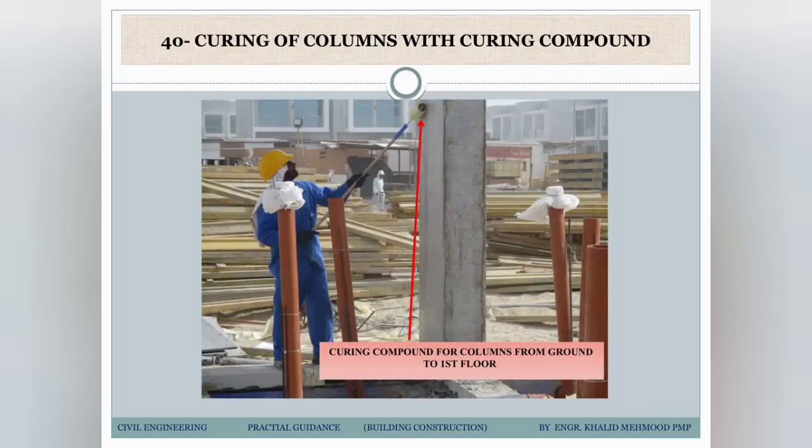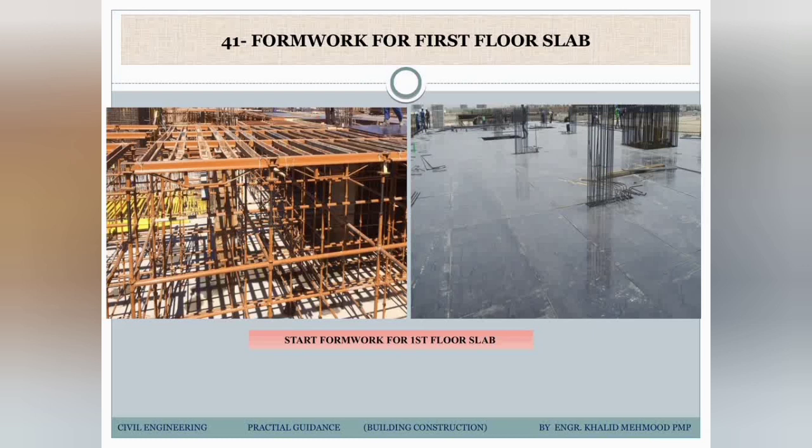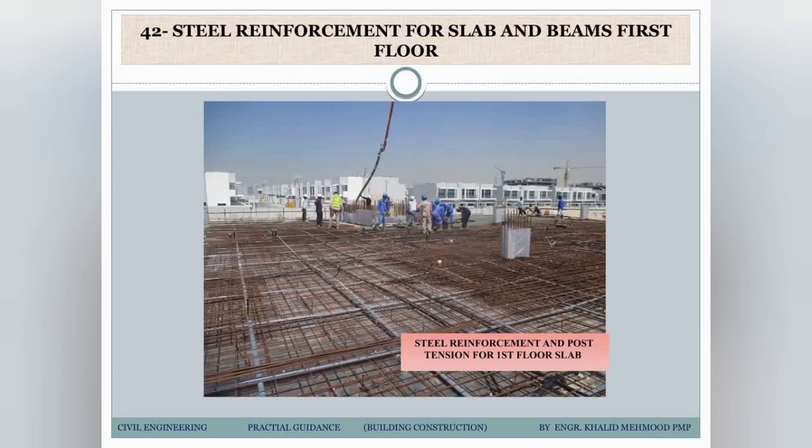We do the curing for the columns, because it is a structural element. After the concrete of the columns is done for the whole project, all the columns from the ground to the first floor level, we'll start the shutter for the first floor slab. For the first floor slab, you can see in the left side photo, we have done the scaffolding, and on the right side above the scaffolding we have covered it with plywood sheets. So our first floor slab formwork is ready.